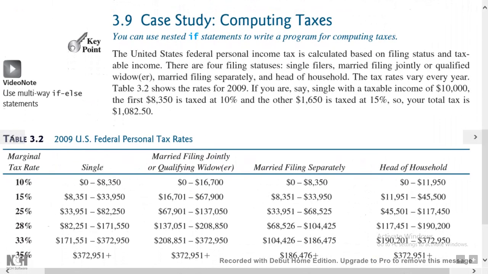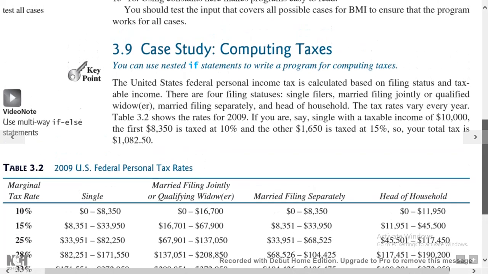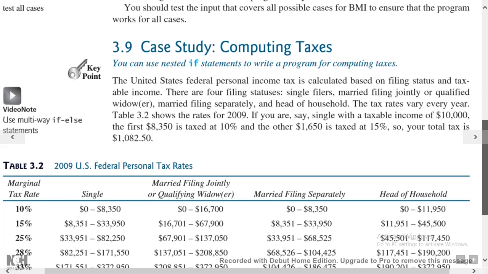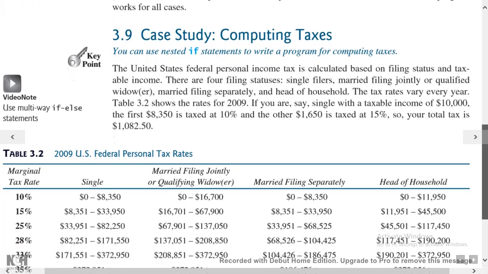Case study, computing taxes. You can use nested if statements to write a program for computing taxes. The United States federal personal income tax is calculated based on filing status and taxable income. There are 4 filing statuses: single filers, married filing jointly or qualified widower, married filing separately, and head of household. The tax rates vary every year. Table 3.5 shows the rate for 2009.